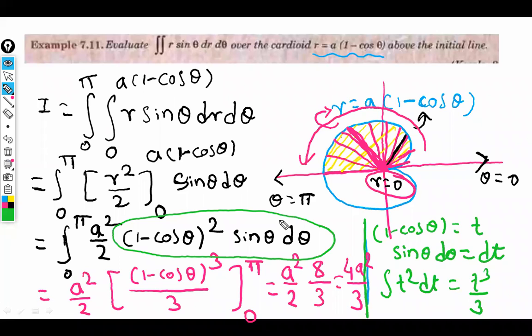Sir, how t square came in the third step? इसका इंटीग्रल निकालना था ना हमें, तो ये क्या है? 1 minus cos theta t है ना, तो ये t square बना. Yes, t square dt बना. Okay, sir. क्या कर रहे हैं उसके ऊपर फोकस करो ना.